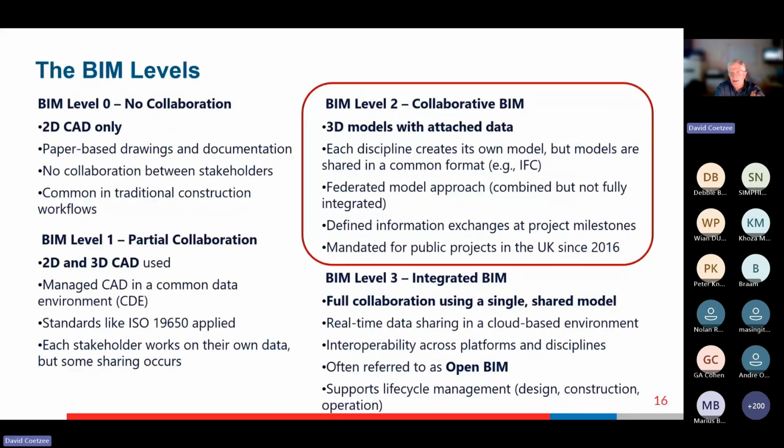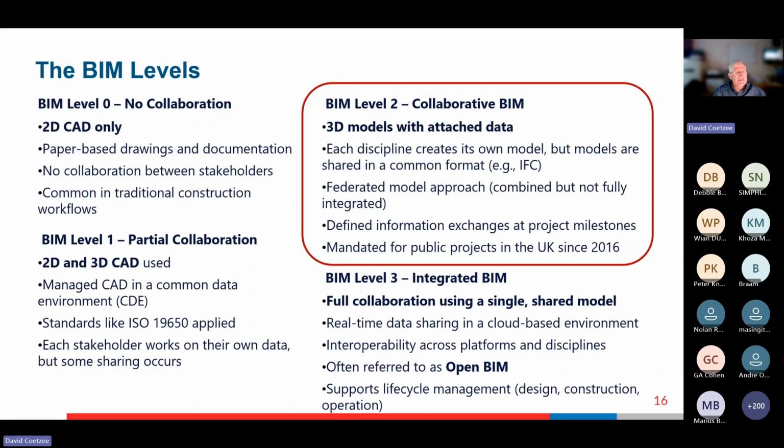Just quickly, and I'm getting quite close to the end now, I'm only going to talk for probably about another 5 minutes. What are the BIM levels? The BIM level 0, no collaboration, 2D CAD only. This is what we were doing 20 years ago. Then we started moving into BIM level 1, where we used 2D and we started using 3D, but everyone did their own things in a different CAD.